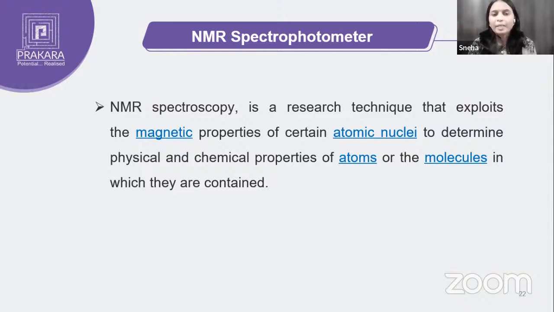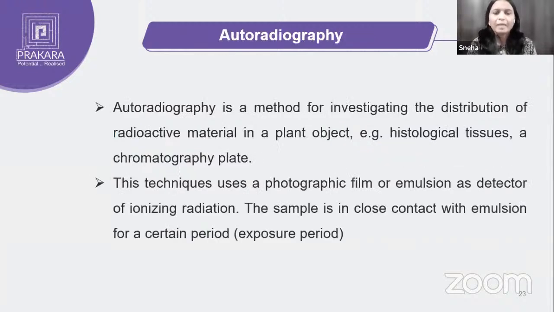Whatever radioisotope compound we introduce into the medicinal plant, whether it is coming into the final structure or not, that also we can study. That is the NMR spectrophotometer. And the last method is autoradiography.